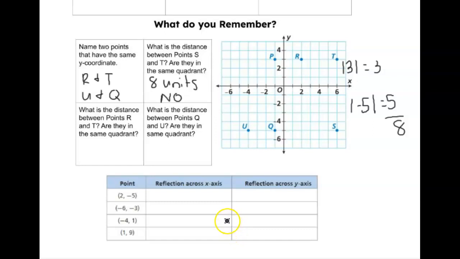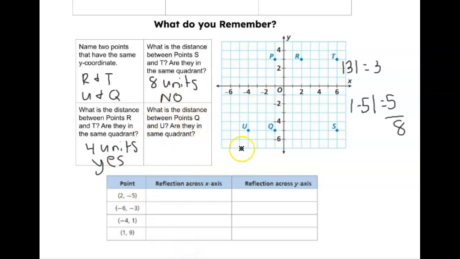What is the distance between points R and T? To get from R to T, I'm just going to count on this one because we're in the same quadrant. 1, 2, 3, 4. 4 units. Are they in the same quadrant? Yes, they are.